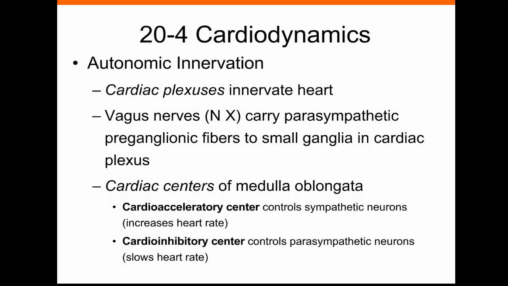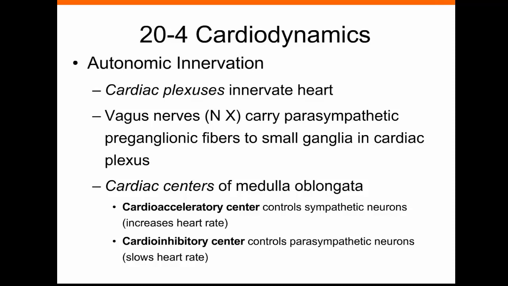Let's talk a bit more about the autonomic innervation. So this is the nervous innervation, which is not under conscious control. There are cardiac plexuses that innervate the heart. So the vagus nerve, which is cranial nerve number 10, which we'll talk about a bit more in this topic, but more in 1005, carries parasympathetic preganglionic fibers to the small ganglia in the cardiac plexus.